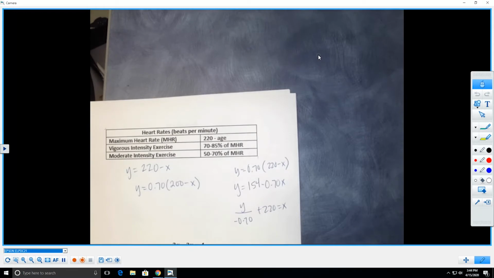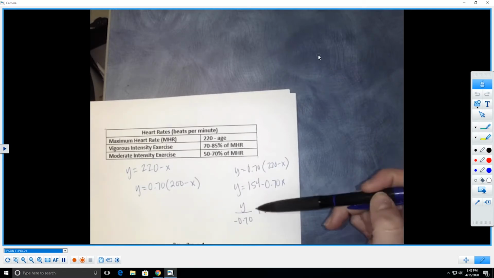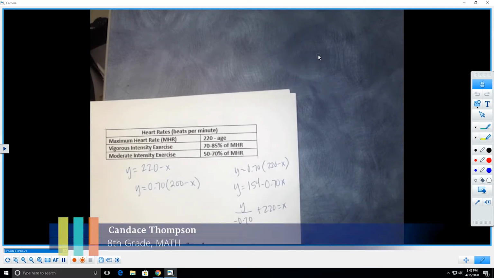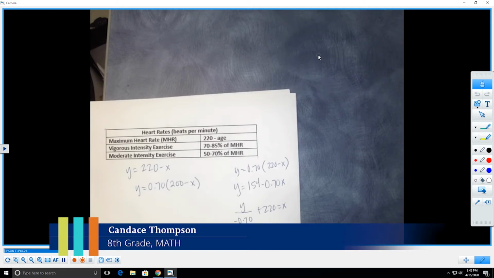This equation now gives us the person's age X as a function of the maximum heart rate Y. Give it a try. The person's maximum heart rate is 121.1. What is their age? So we would plug in 121.1 here. Did you get 47? Great warm-up. Now let's get started with today's focus.